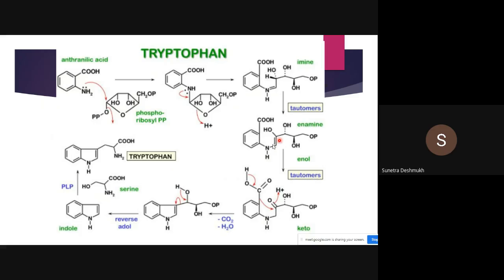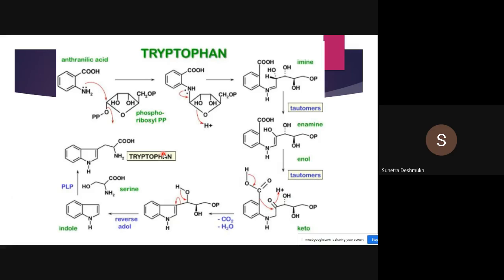From enol to keto, there is tautomerism between the enol form and the keto form, and from the keto form there is decarboxylation and elimination of a water molecule, with cyclization of this open chain to form our indole nucleus. Once we get indole, via a reverse aldol reaction, and the indole on reaction with serine in the presence of PLP, finally we will get tryptophan as our precursor for the synthesis of different alkaloids.